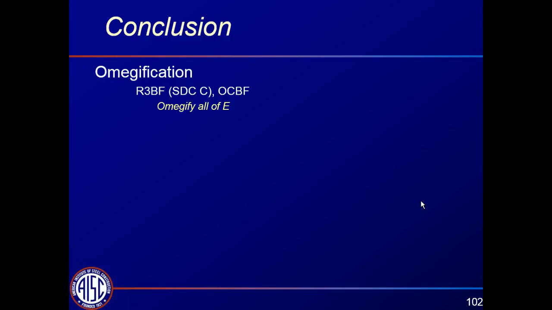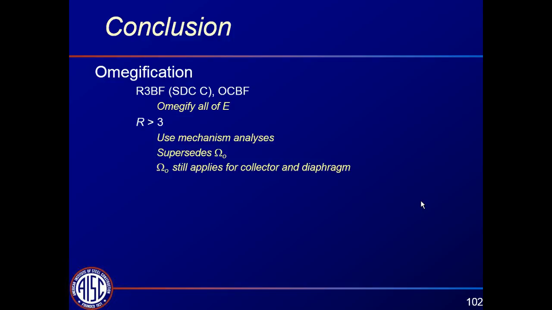When we apply omega, which we're required to starting in seismic design category C, typically we apply omega to all of the analysis force E. We never apply omega to the mechanism forces. For R greater than 3, we have the mechanism analysis, which supersedes omega sub O. Omega sub O still applies for collector and diaphragm forces.